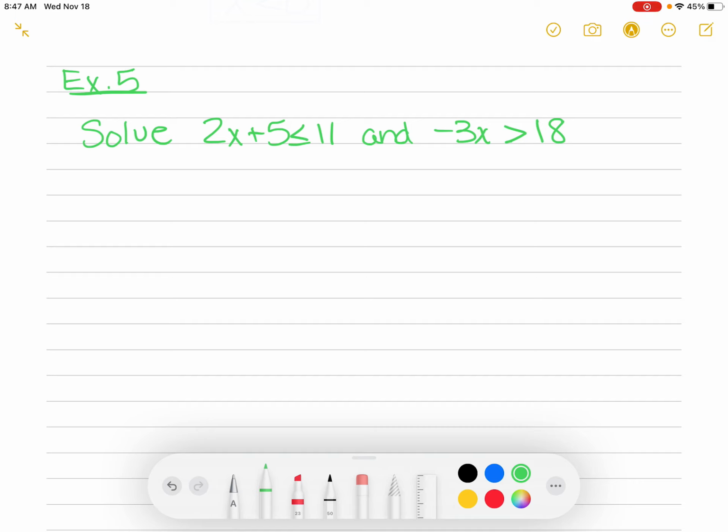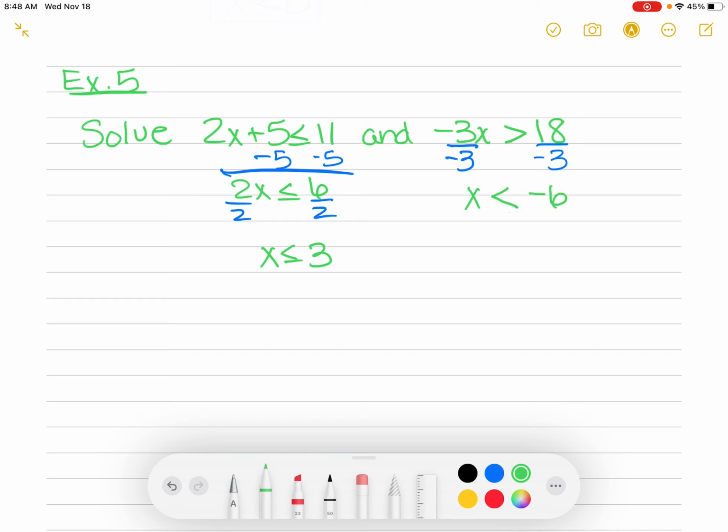Okay, so I'm going to solve both of these. On this one, I'm going to subtract 5. And I get 2x is less than or equal to 6. Then I'm going to divide by 2. And that tells me x is less than or equal to 3. Now I'm going to move over to this inequality and divide by -3. Remember, when I divide by a -3, I need to flip my sign. So I flipped my inequality sign.